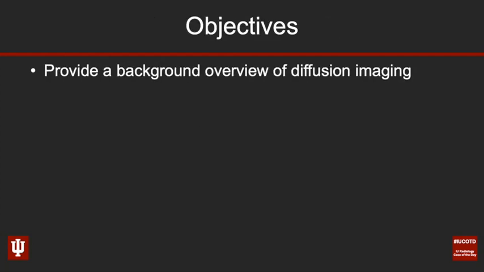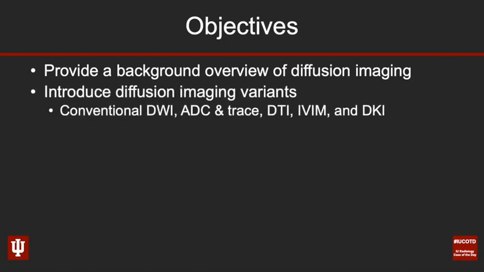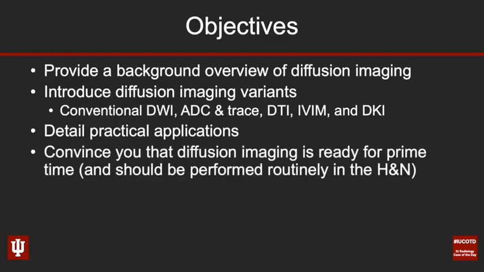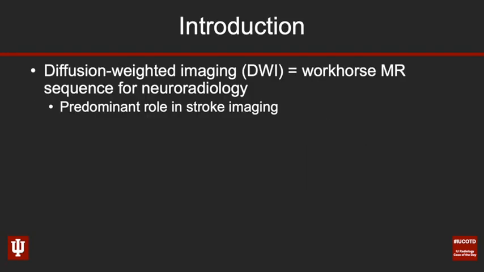Over the next several minutes, I'm going to provide a background overview of diffusion imaging and introduce some of the basic types of diffusion imaging, the basic variants. And then most of this talk is going to focus on detailing some of the practical applications. And again, hopefully by the end of this talk, I can convince you that diffusion imaging really is ready for prime time and should be performed routinely for head and neck imaging.